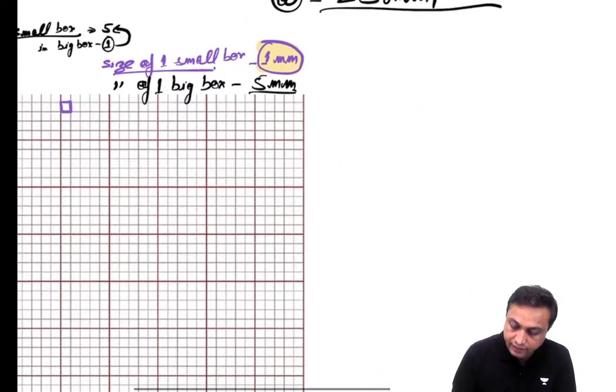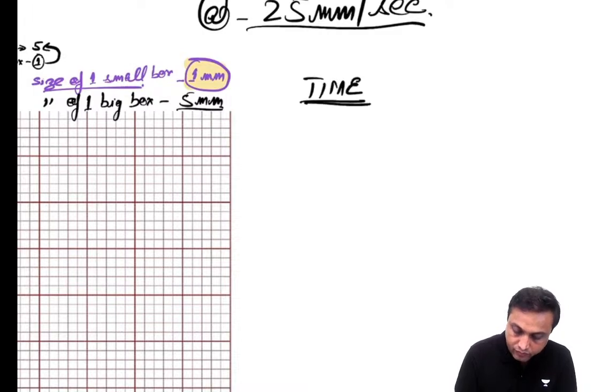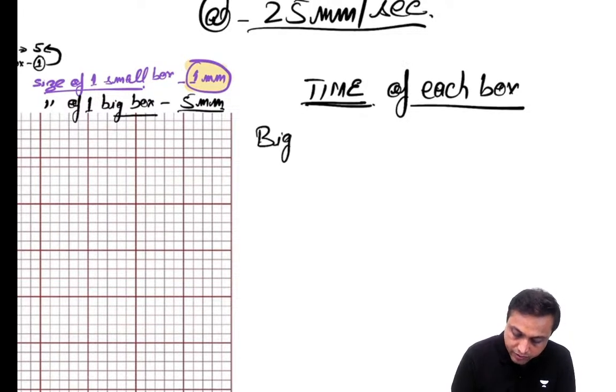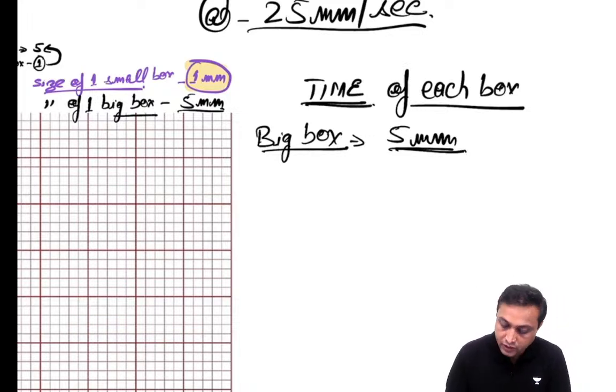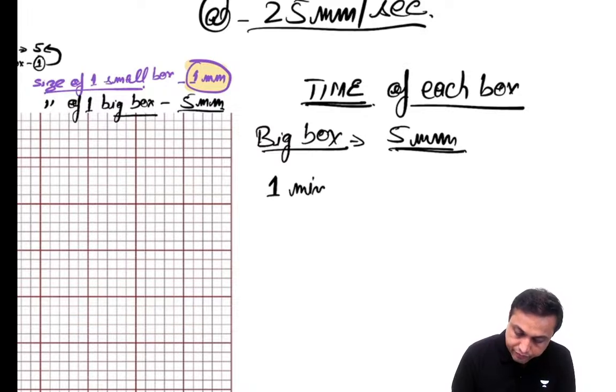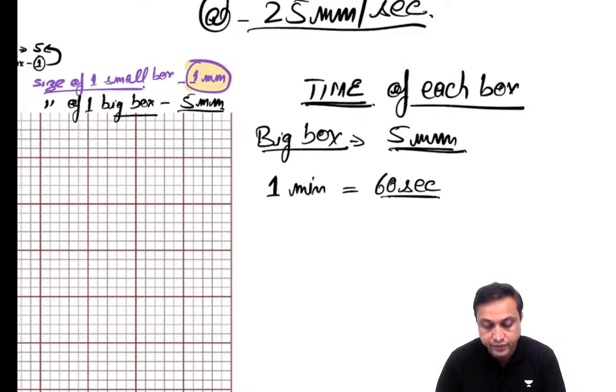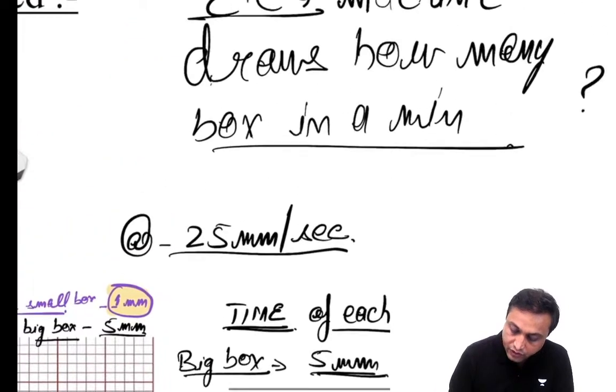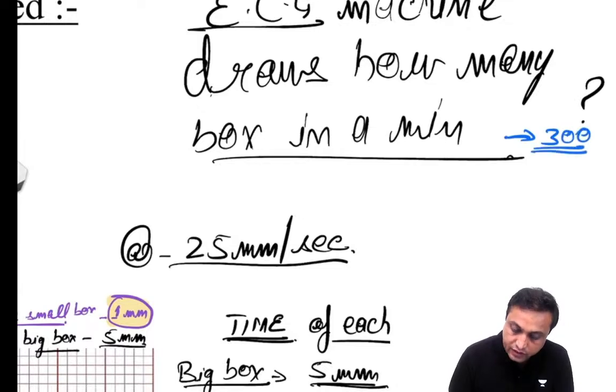Now let's calculate the time. How you have to calculate the time? Let's calculate the time of each box. So we have discussed that one big box has how much size? 5 millimeter. So what will be the time? Very simple. 1 minute is equal to how many seconds? 60 seconds. We know this thing, right? So what we are going to do is, we are just going to multiply 60 into 5. That will be 300 boxes in 1 minute that we have seen over here. So this is the answer, 300 boxes.